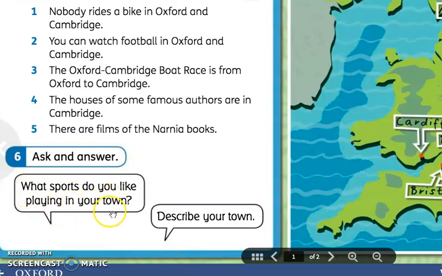What sports do you like playing in your town? Think about Cocentaina or Alcoy, where you live. And what sports do you play in your town? What sports do you like? For example, I like playing basketball and running. And the second question is describe your town. You need to describe the town. In my town, there is a cinema. There are 3 schools. There are a lot of shops, or there are some restaurants, for example.